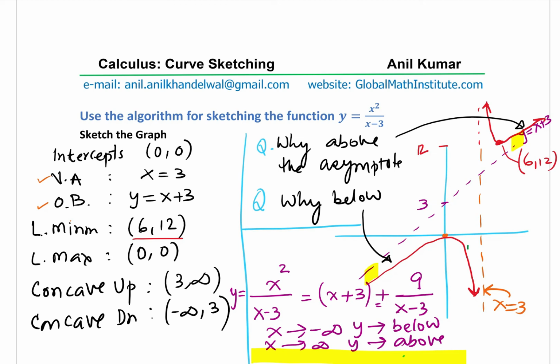So I hope that makes sense. With that, we come to an end of this particular video. We have understood how exactly to sketch a rational function. Now, in this case, there was an oblique asymptote. I'll encourage you to look into more videos on this topic so that you get familiar with all other types. Thanks for your time and all the best.